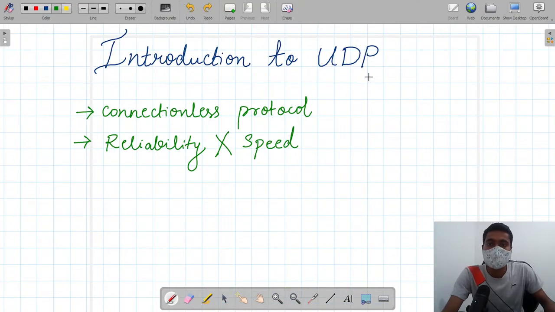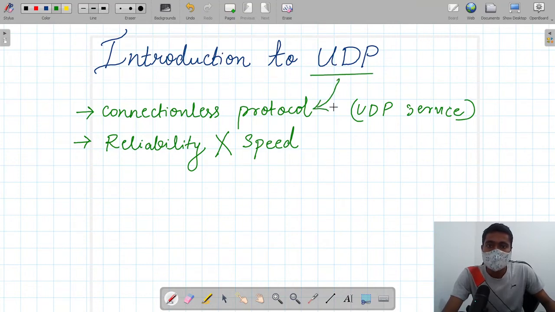Introduction to UDP. As said before, UDP is a connectionless protocol. What is a connectionless protocol and what is a connection-oriented protocol? We will be studying those things in UDP services, the next module, in much more depth. Right now, just remember that UDP is a connectionless protocol, whereas there is something known as a connection-oriented protocol, that is TCP. Right now, just focus on UDP.